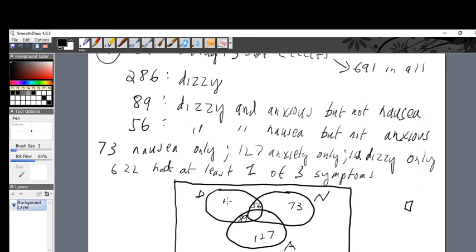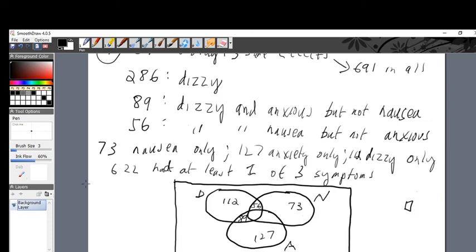112 dizzy only. Right? I'm getting all those three from right over here, where my cursor is. Okay, now I got the 622, at least 1 of 3 symptoms. Not helpful yet. Hold on. What should I do next?